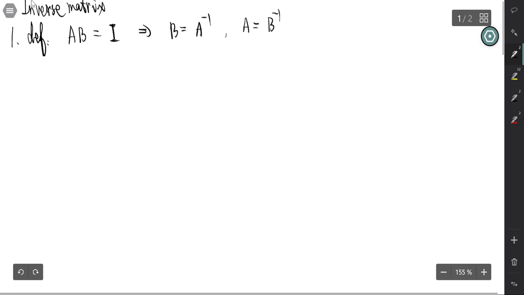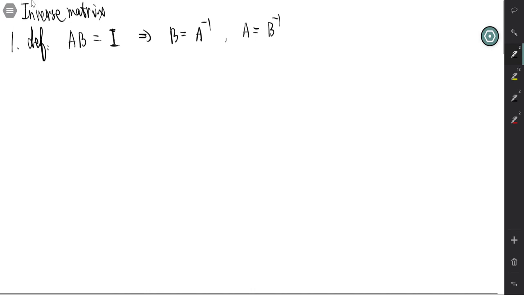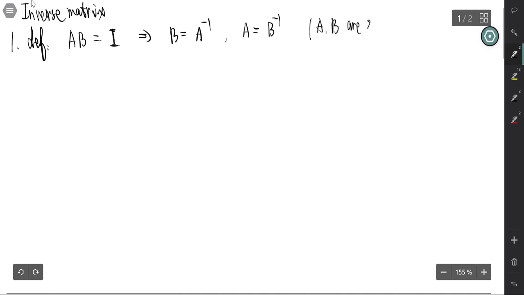If the multiplication of two matrices is the identity matrix, then they are inverses of each other. Of course, we require that A, B are square matrices, because the identity matrix is a square matrix.